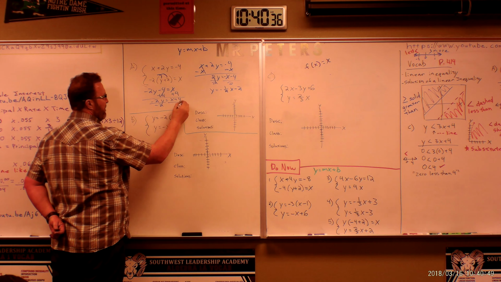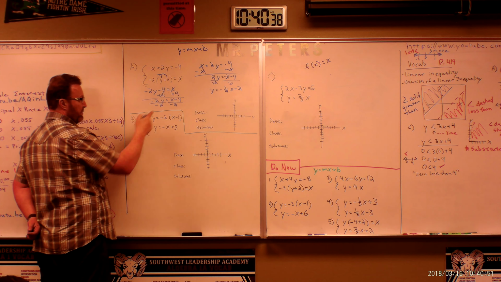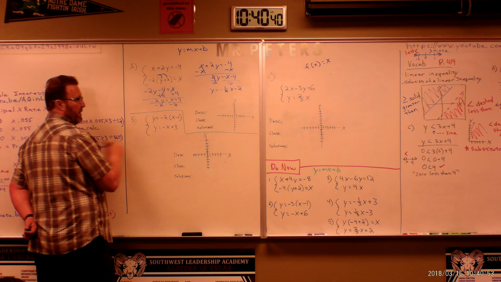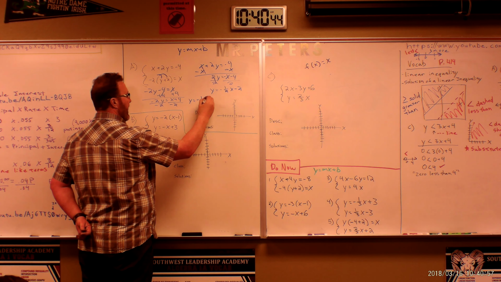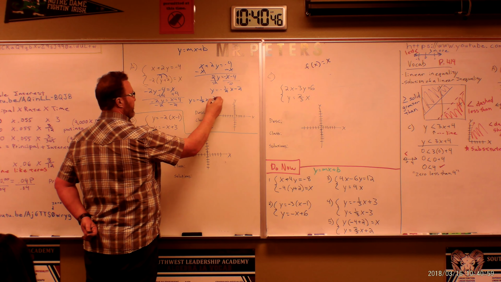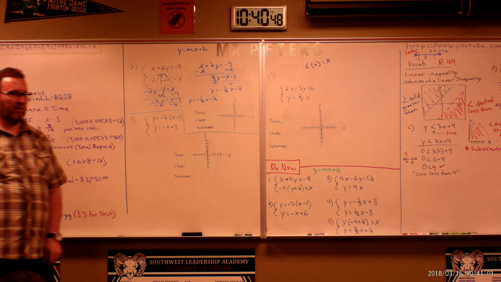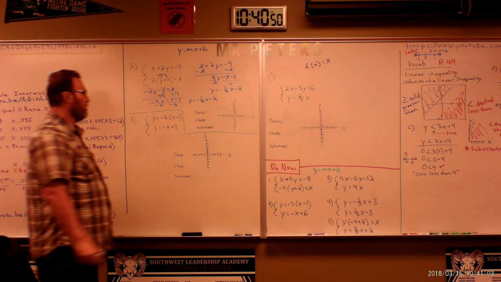Divide by -2. Remember, what's in front of that x? Uno. y equals -1/2 x minus 2. What's up with these lines? They're the same. Let's go graph them out.